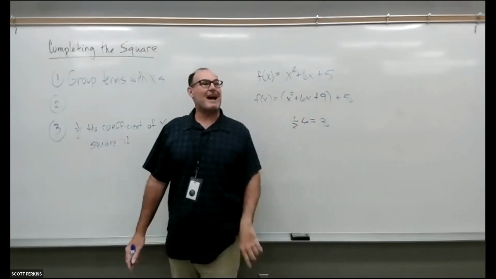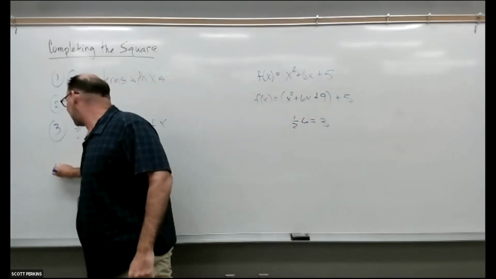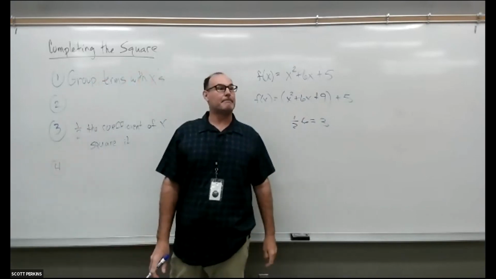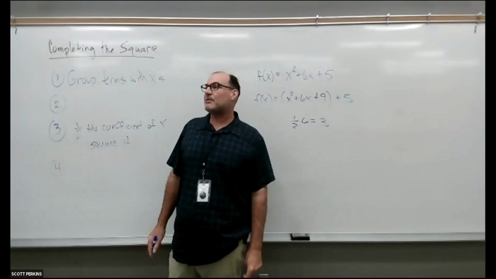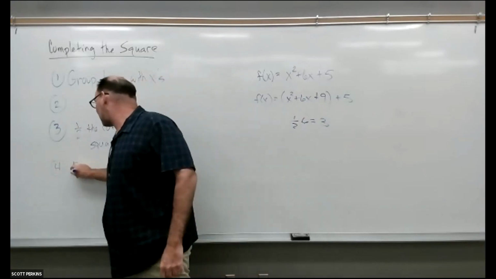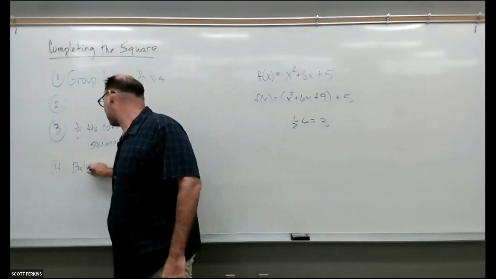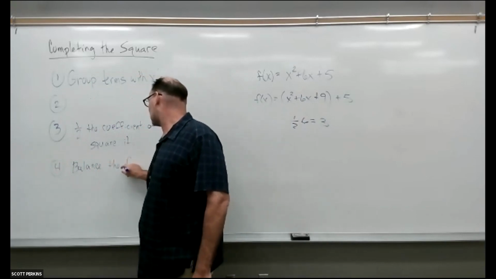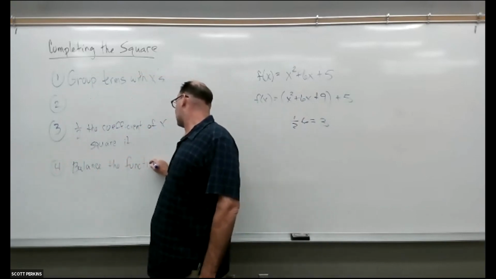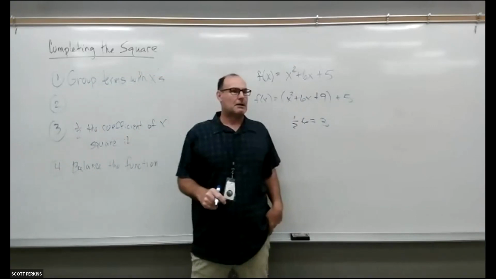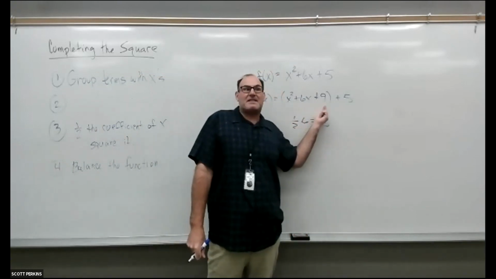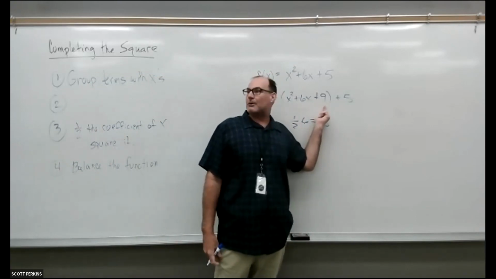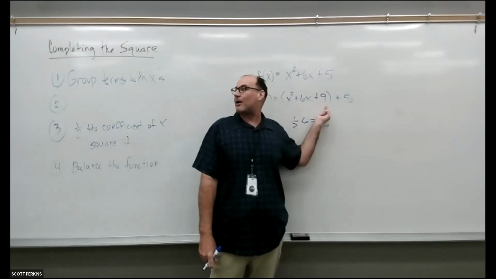Here's the last step. And then the rest of it is just making it pretty. The last step is you've got to keep the function balanced. So we've got to balance the function out. What I mean by that is I've added 9 in the parentheses. I have now created something new. That 9 was not there before.